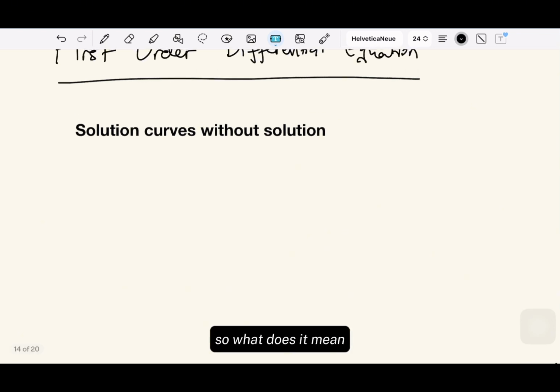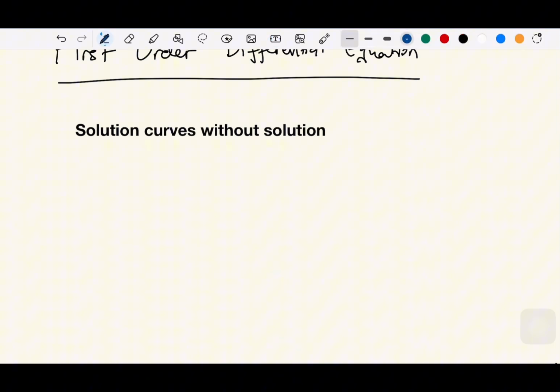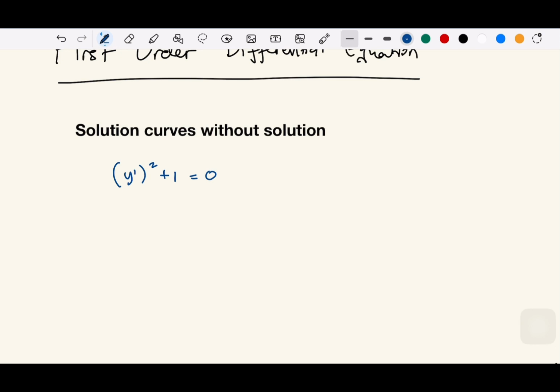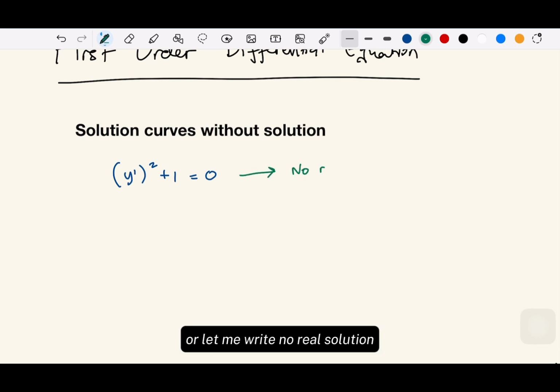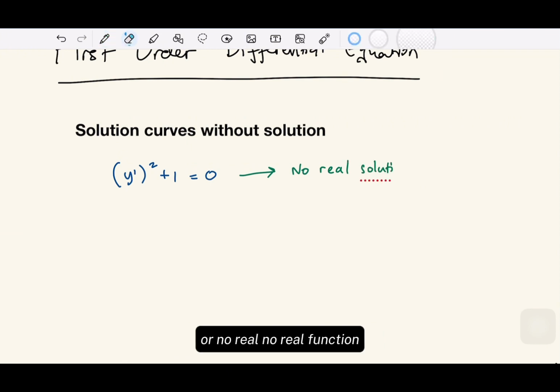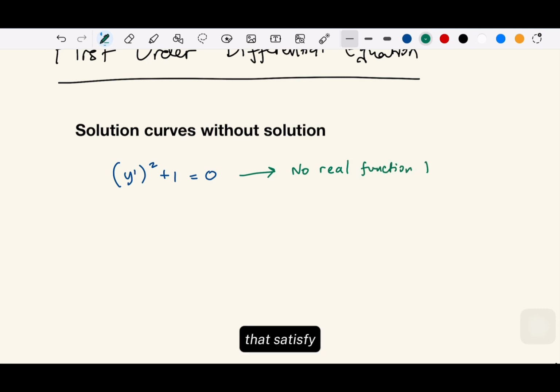So what does it mean? If we take, for example, y prime squared plus 1 equals 0, the solution, you could say, or let me write, no real solution, or no real function that satisfies it.